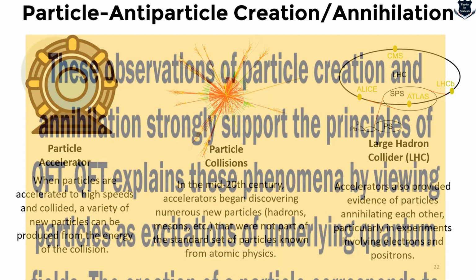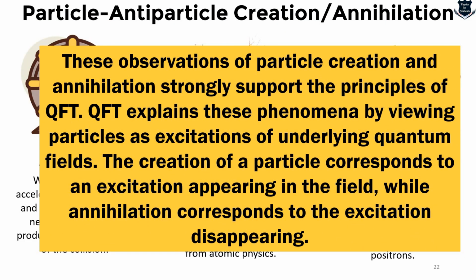So from here we find a conclusion that these observations support the creation and annihilation of particles, and we now find an elegant super theory that explains these phenomena by viewing particles as excitations of underlying quantum fields. Remember, particles are no longer particles, these are excitations. The creation of a particle corresponds to an excitation appearing in the field, while annihilation corresponds to the excitation disappearing. Now when we say that these are not particles but excitations, we come to the next part. What are those excitations and where do those excitations really happen?